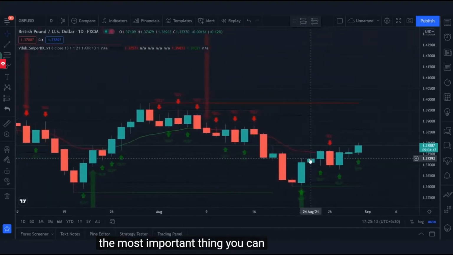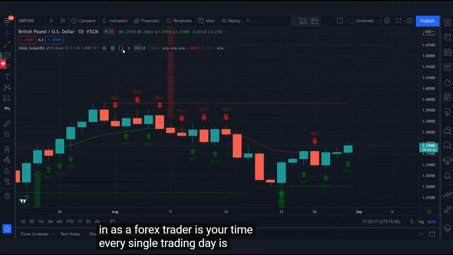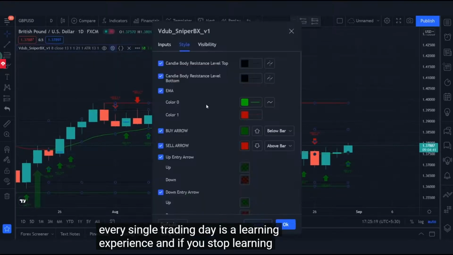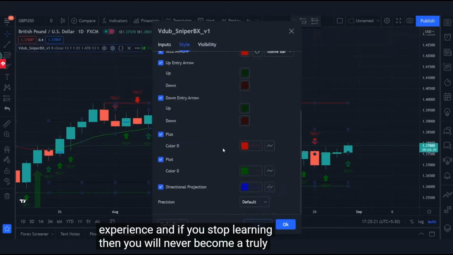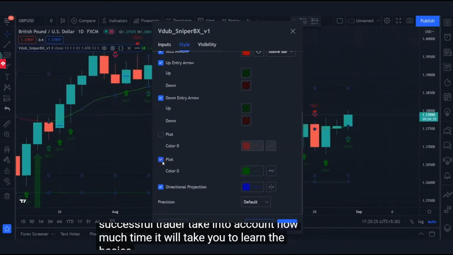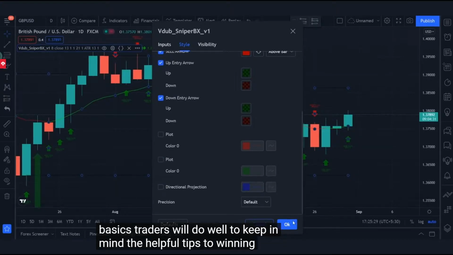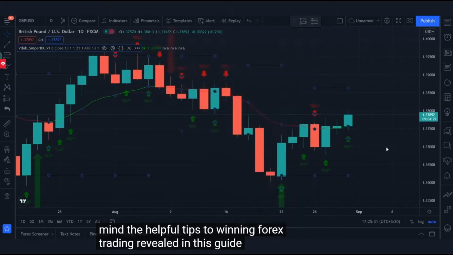The most important thing you can invest in as a Forex trader is your time. Every single trading day is a learning experience, and if you stop learning, then you will never become a truly successful trader. Take into account how much time it will take you to learn the basics. Traders will do well to keep in mind the helpful tips for winning Forex trading revealed in this guide.